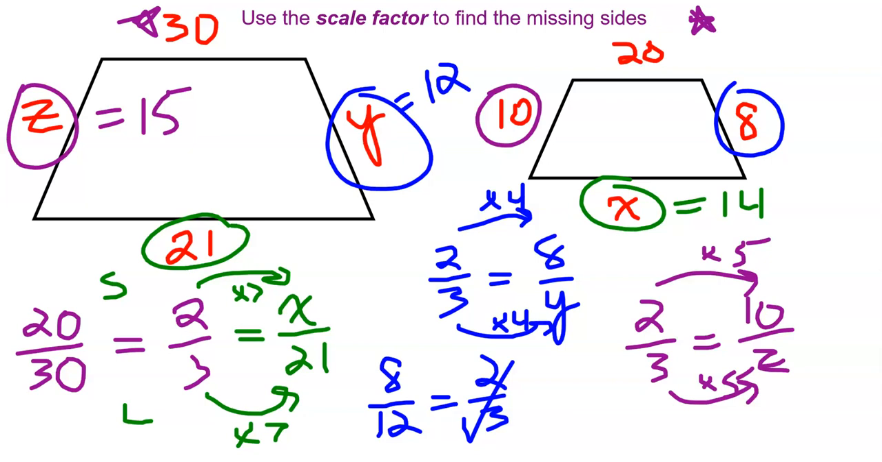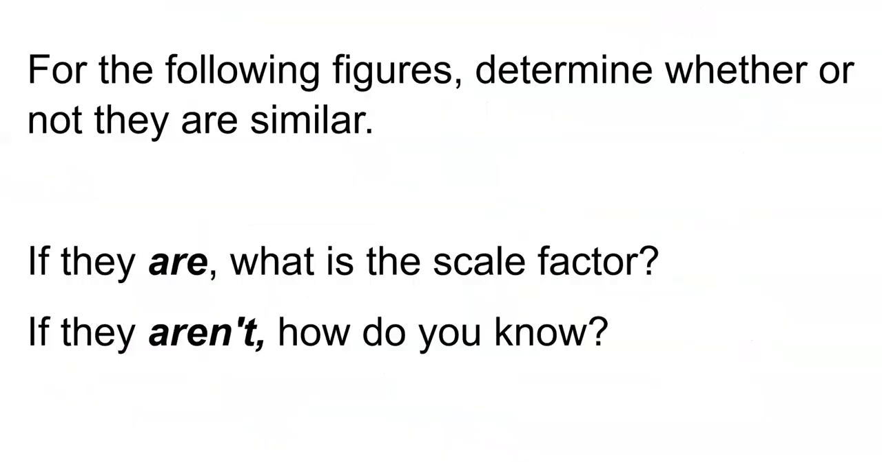So multiplying by 4, multiplying by 5, multiplying by 7, all totally okay, because 20 over 30, 8 over 12, 14 over 21, and 10 over 15 are all 2/3. So what's going to happen next is I'm going to give you 4 figures here. You can determine whether or not they're similar. If they are, you're going to determine what the scale factor is. If they aren't, you're going to say how you know.